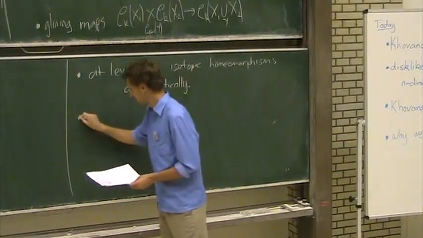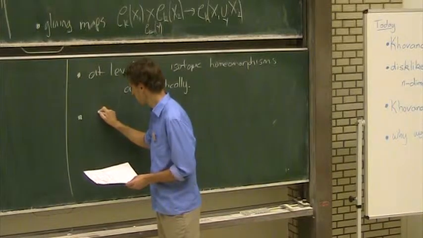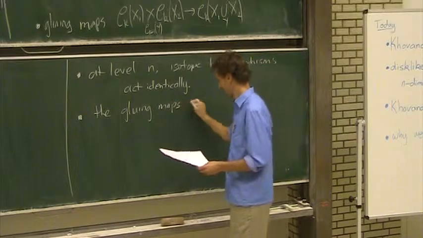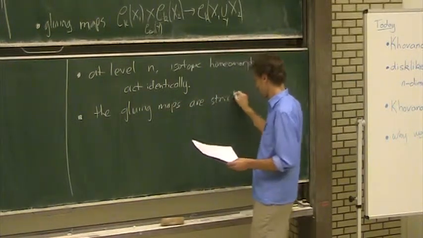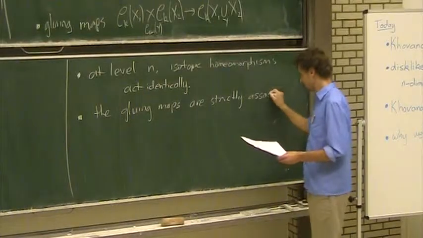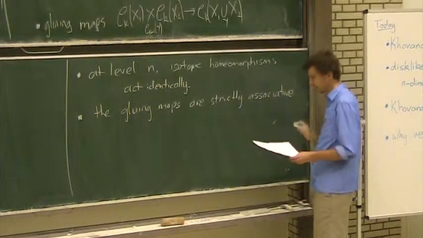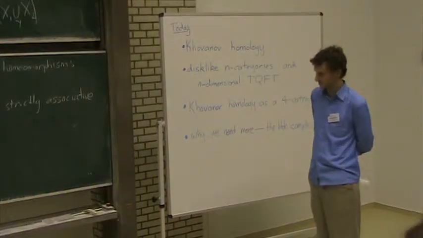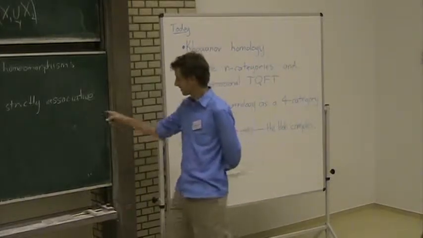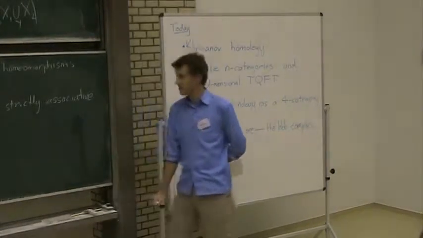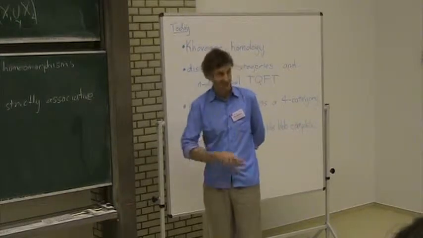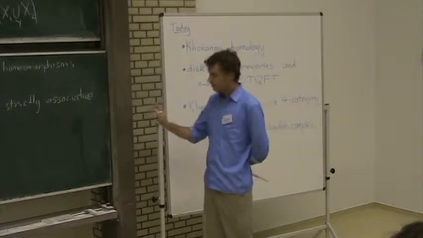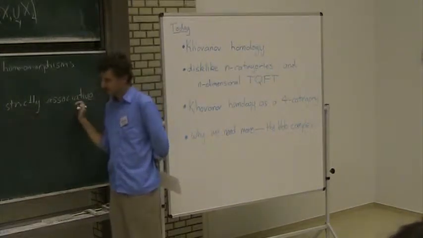Oh, and the other really important axiom here is that the gluing maps are strictly associative. That is, if you glue three balls together in different orders, you end up with the same morphism on the big glued up ball. Now, this might seem a little strange, because everyone knows that we're meant to not be strict about things, and that good n-categories are weak n-categories. But that's still what's going on here. The gluing maps here are strictly associative.